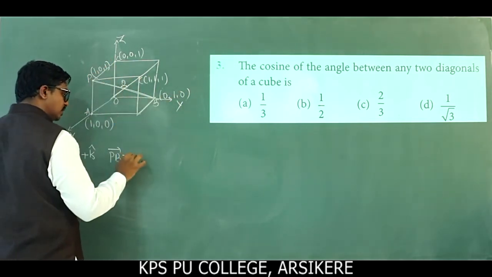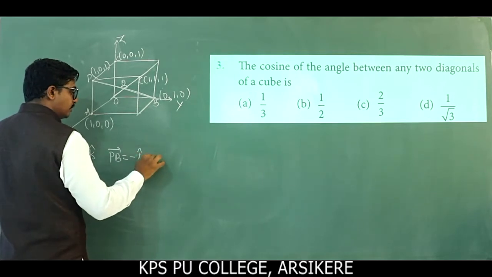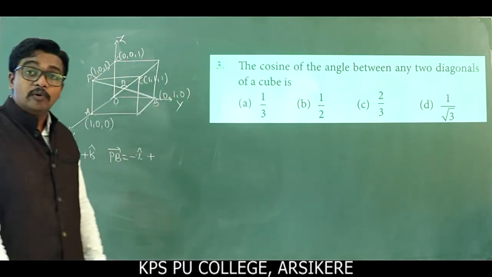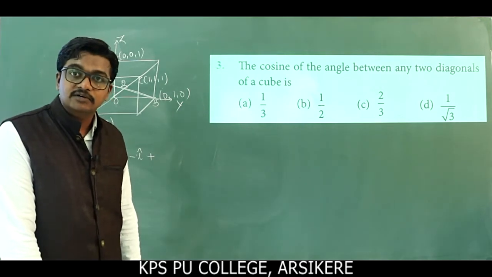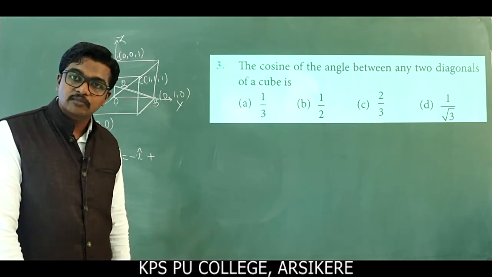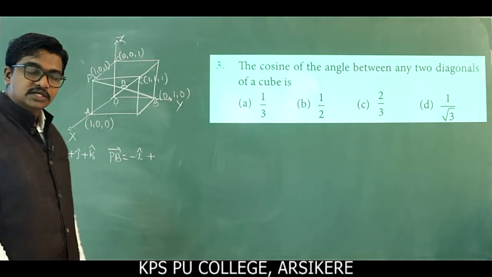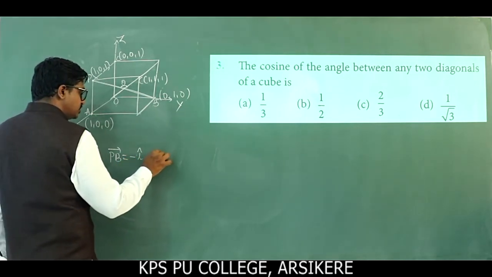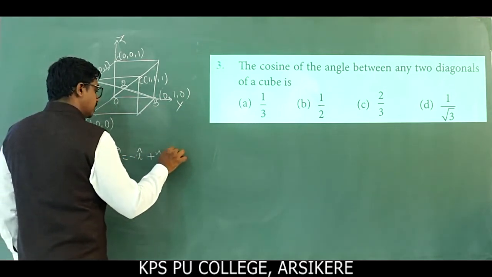0 minus 1 becomes minus 1, this is minus sign, plus 1 minus 0. Just remember the vector joining 2 points x1 y1 z1 and x2 y2 z2 is x2 minus x1 into I cap plus y2 minus y1 into j cap plus z2 minus z1 into k cap. So this becomes minus I cap plus j minus k cap.